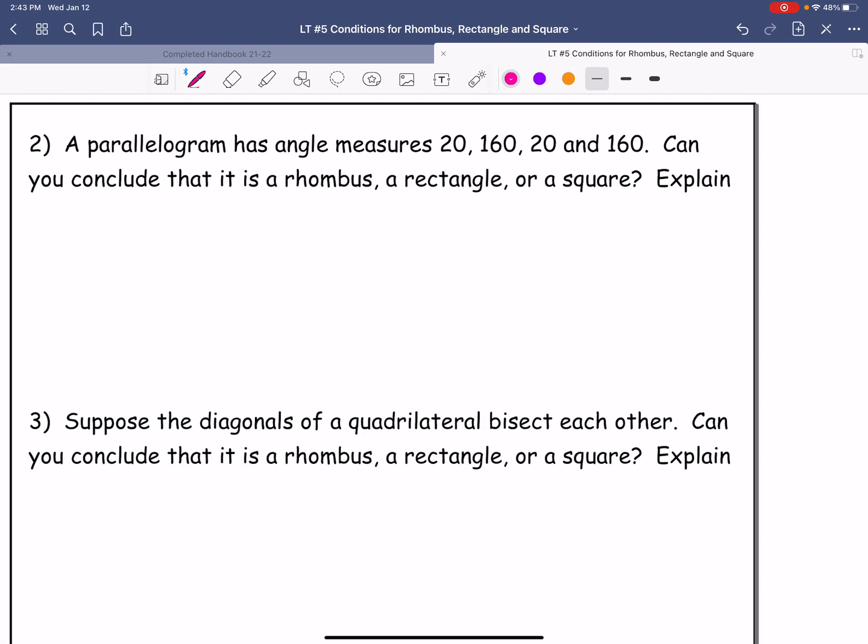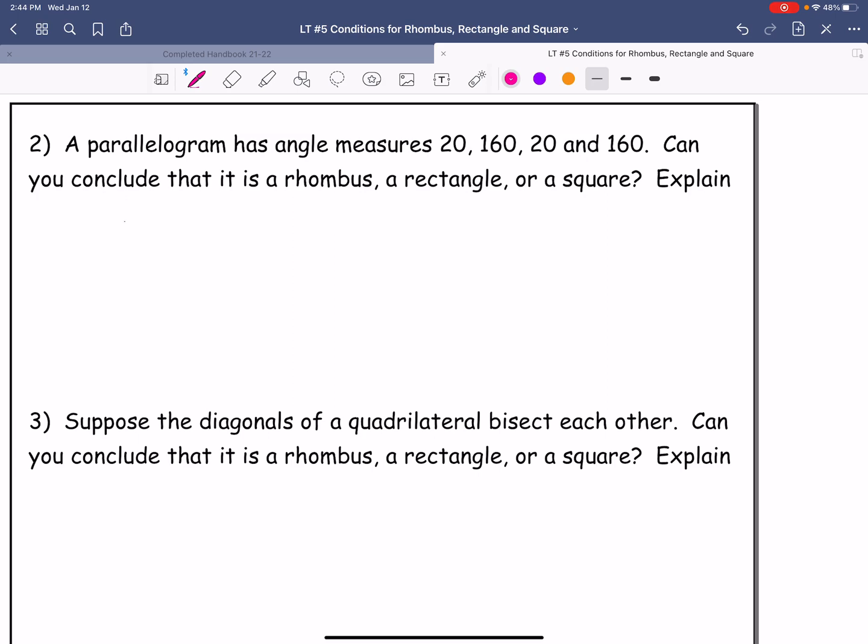Parallelogram has angle measures 20, 160, 20, 160. Can you conclude it's a rhombus, rectangle, or square? And then I also want you to work on 3. Suppose the diagonals of a quadrilateral bisect each other. Can you conclude it's a rhombus, rectangle, or square? Pause the movie, try these 2 on your own, and press play when you are finished.